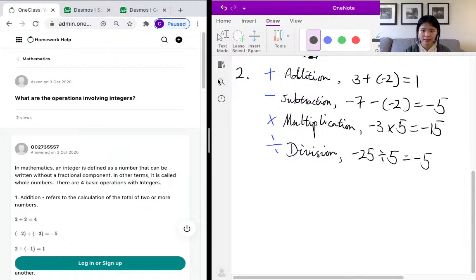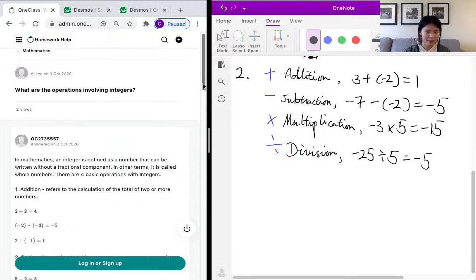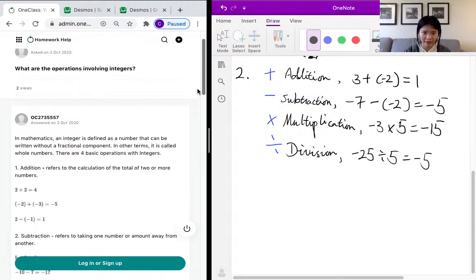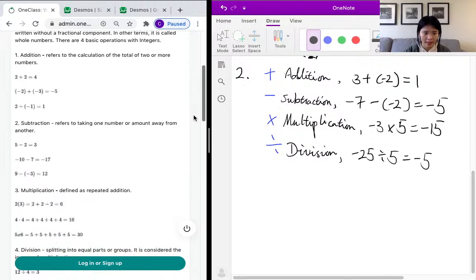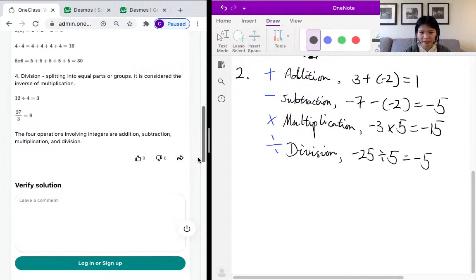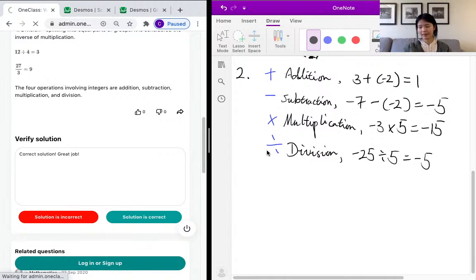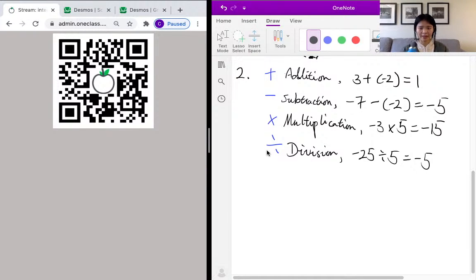Alright, so this is our explanation, and let's look at our sample solution over here. They gave the definition of integers, and they talked about addition, subtraction, multiplication, division. Yes, that's perfect. So let's just say correct solution. Great job. Okay, let's see what our third question entails.